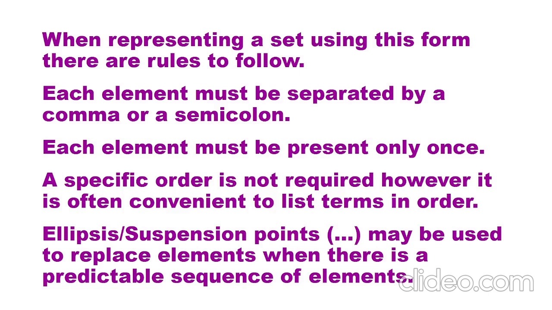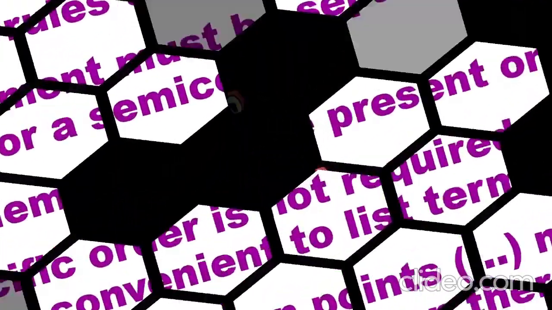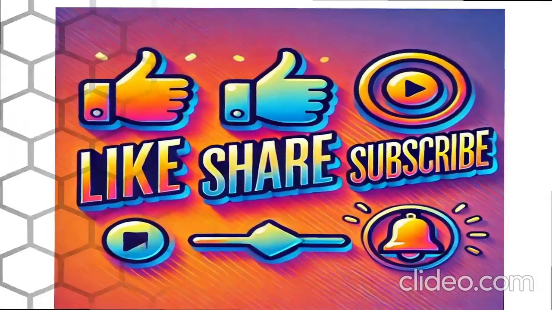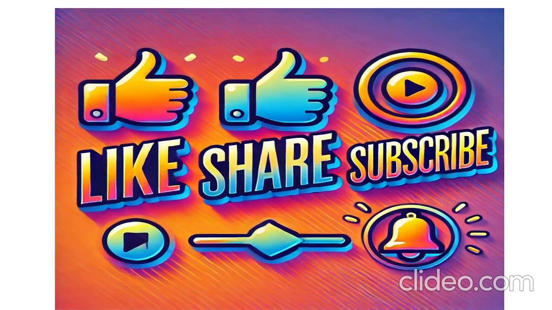And ellipses, or suspension points, are used when there is a predictable sequence of elements, when you would know that these elements begin here and end here. That's why you use the ellipsis or the suspension points. With this, I hope you learned something, particularly on the definition of a set, writing sets in different ways or describing a set, and of course the types of sets that we just discussed.